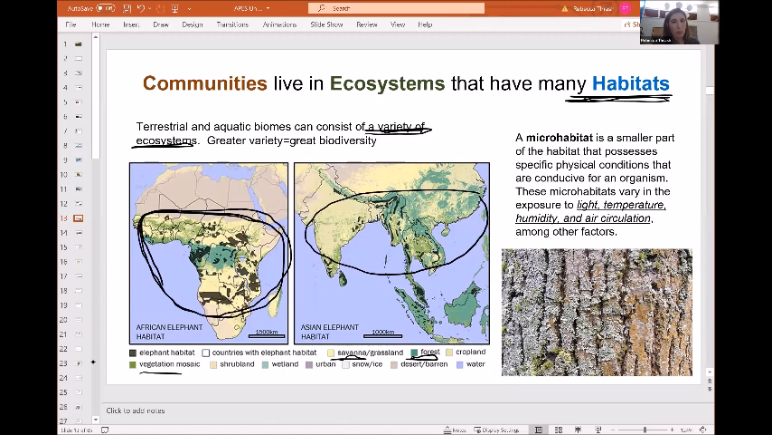Another important thing that will come up later, especially when we look at soil and stratification of soil or maybe smaller biomes, are things that are called microhabitats. So microhabitats are an even smaller part of habitat that possesses a very specific physical or chemical condition that allows one particular type of organism to thrive. So these can vary greatly in things like light, temperature, humidity, and air circulation, that is wildly different from those abiotic factors in the rest of the habitat.